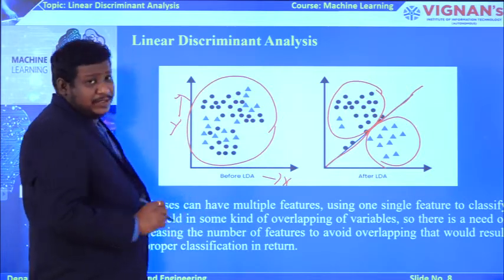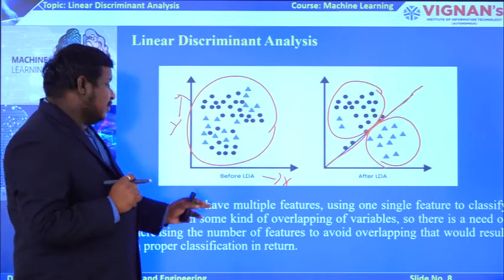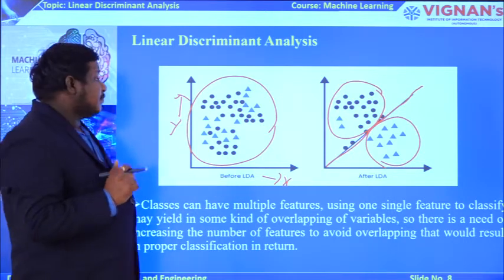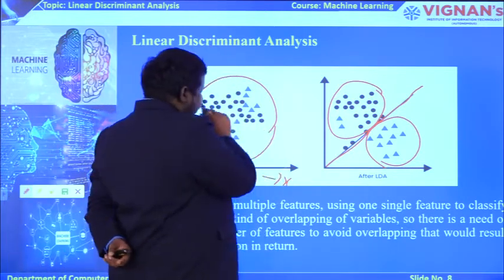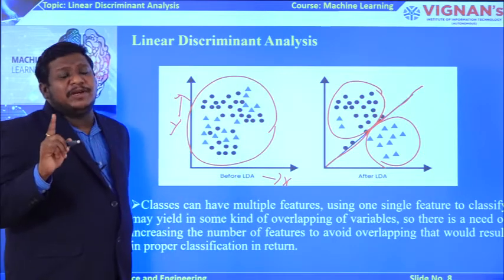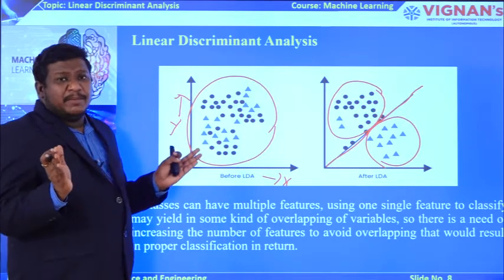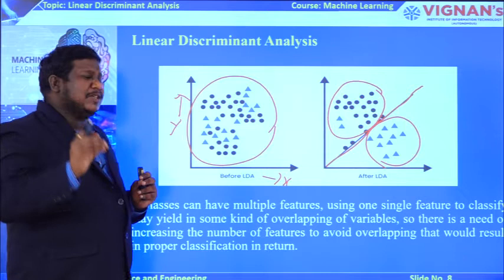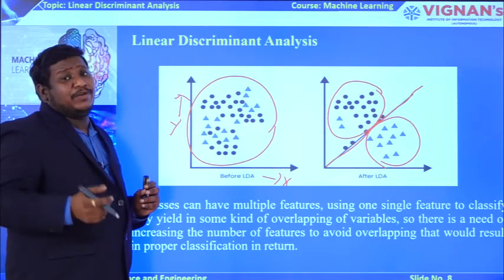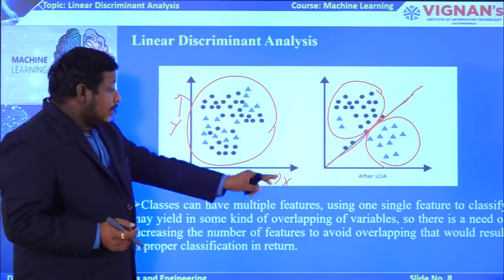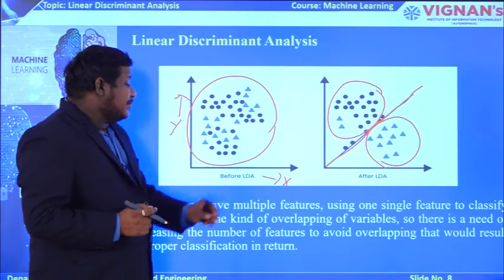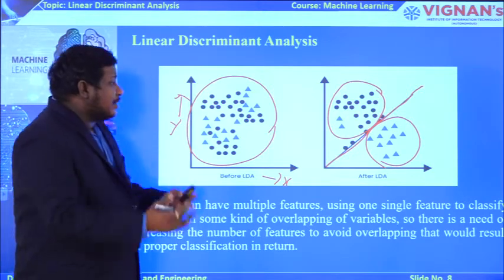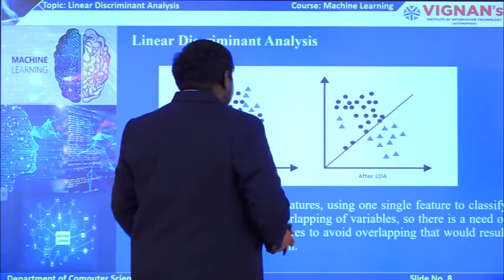Classes can have multiple features. Using one single feature to classify may result in overlapping of variables. If you want to classify these 2 groups, taking one variable into consideration may not give you exact results, because sometimes considering a single variable may lead to overfitting of the data. So there is a need to increase the number of features to avoid overlapping, which would result in proper classification. So by considering more variables, see here.